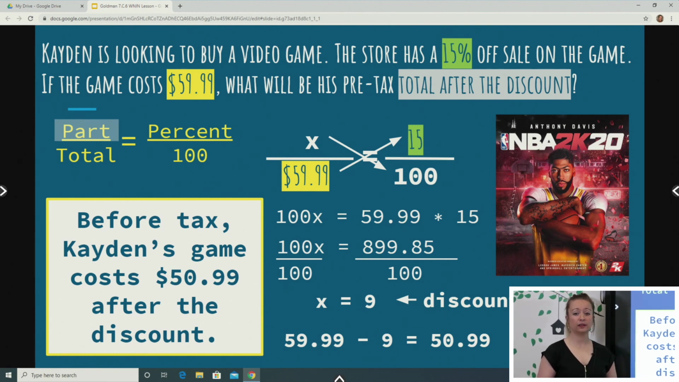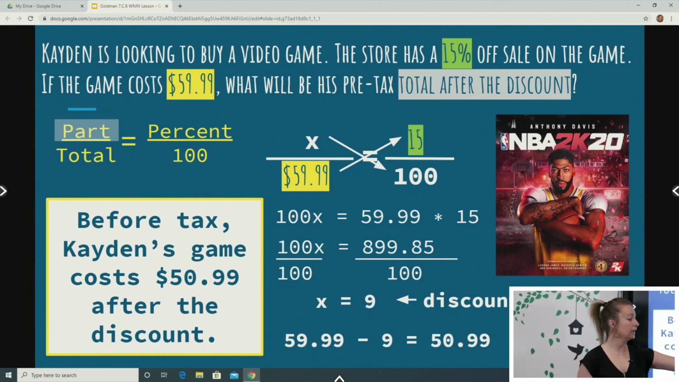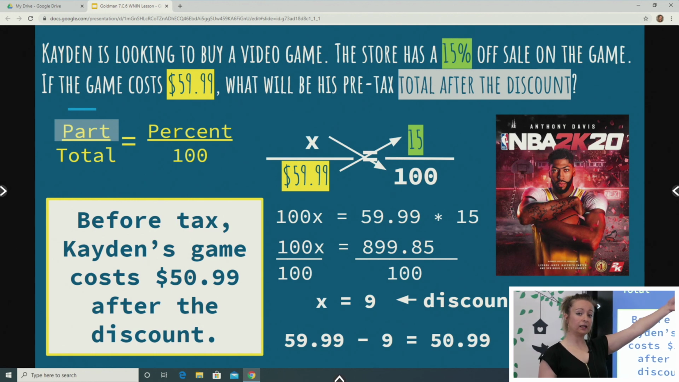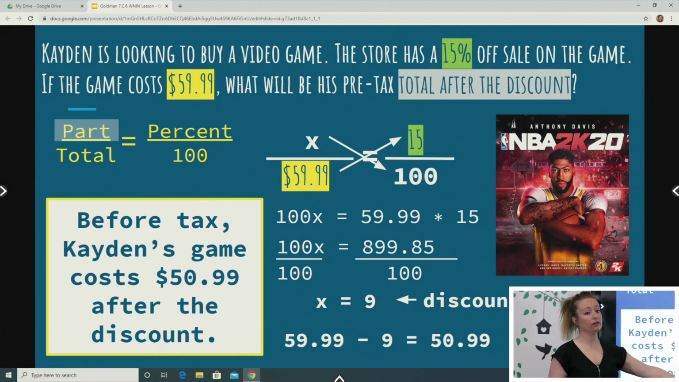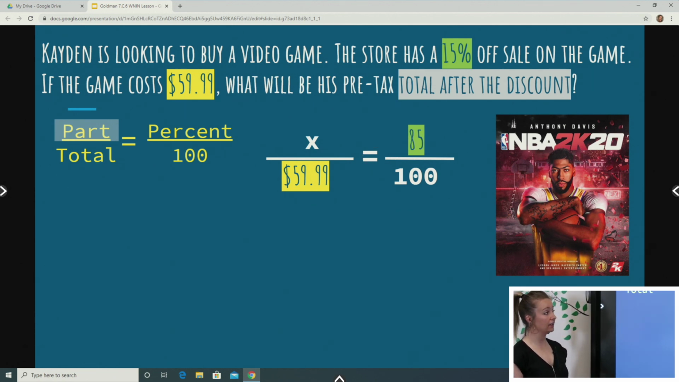Just like we did with the tip problem, there's a strategy that we can use so that we wouldn't have to do this extra subtraction at the end. Instead, we could do it at the beginning with the percentages, and our final answer would go ahead and give us the total after the discount. Let's take a look at that here.